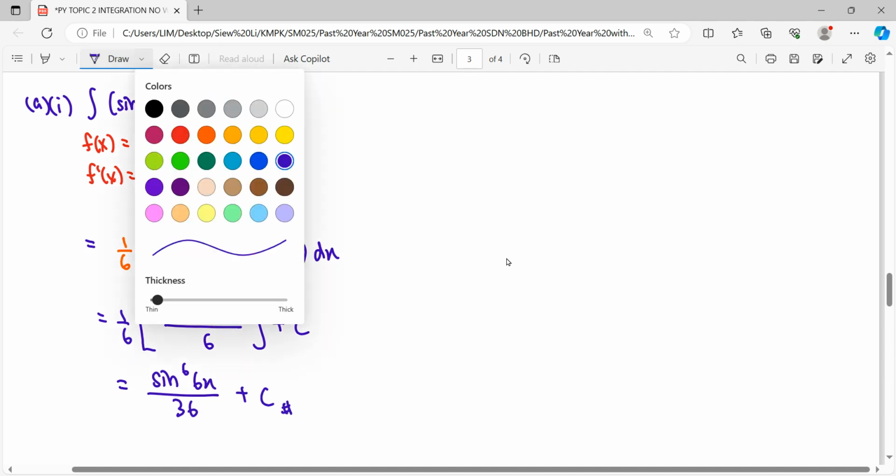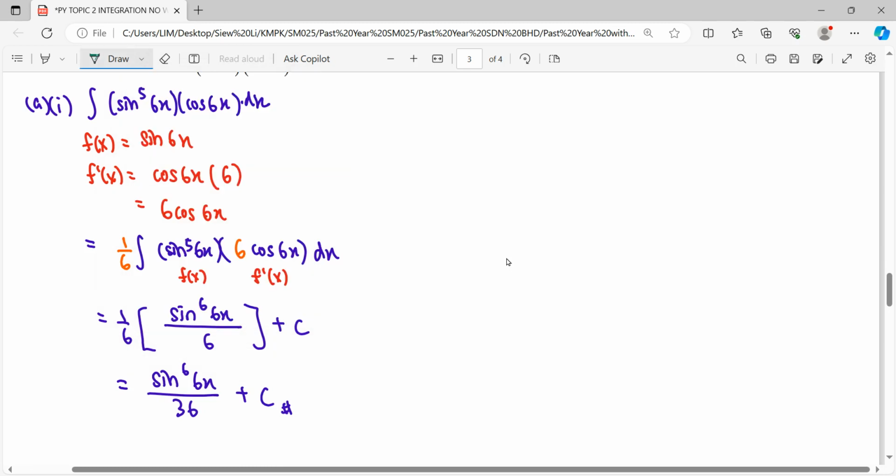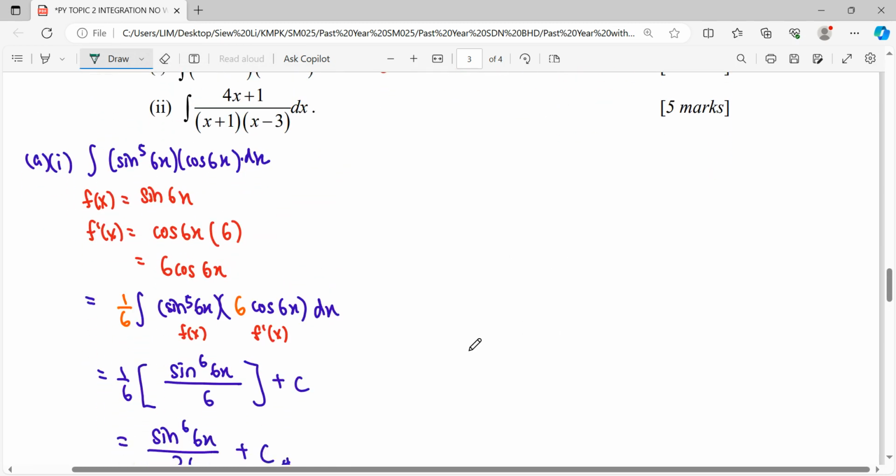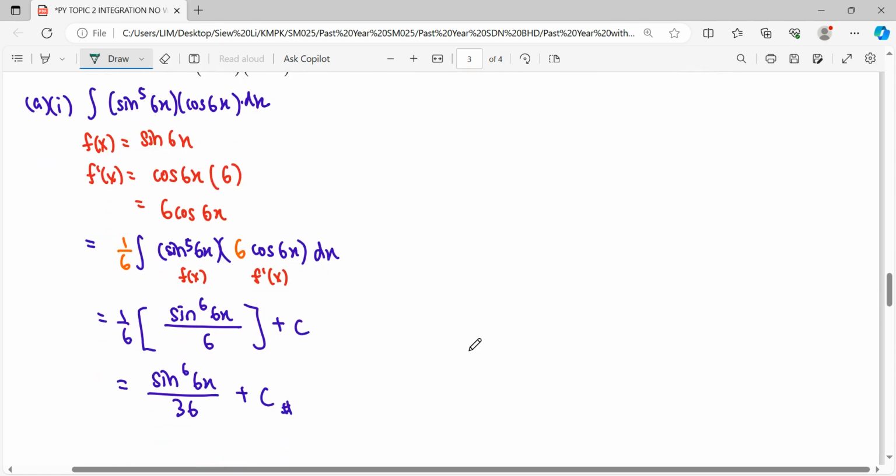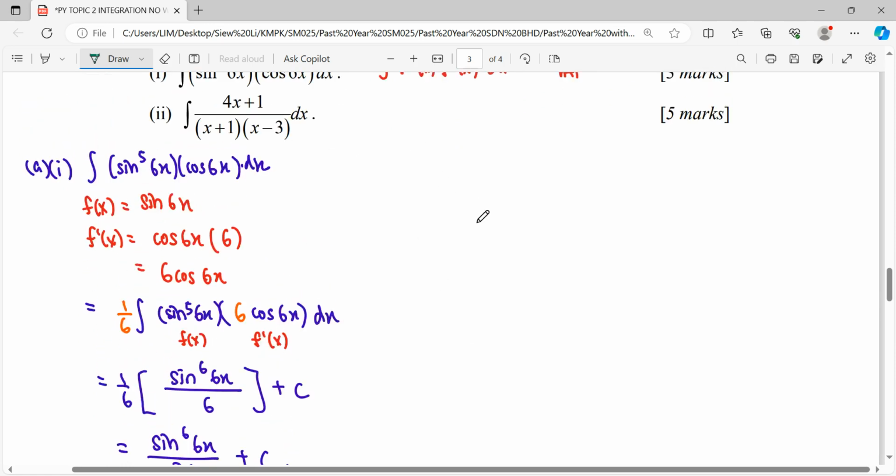Of course, if you want to use substitution, you also can. So what we need to do is substitute everything here in terms of u. So now I perform the substitution method. u will be equal to sine 6x. So du/dx will be cos 6x times 6.